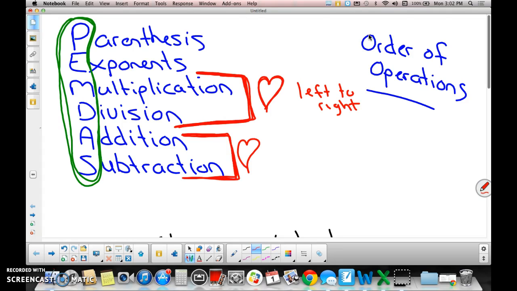Same thing with addition and subtraction. They're in love, so we go left to right. If subtraction comes before addition, you do it first, even though it comes after addition in the PEMDAS. Same thing with multiplication and division. If division comes first in the problem, you do division first because multiplication, being in love with division, will defer to that.